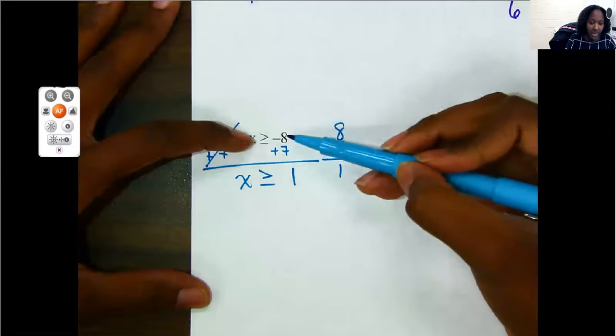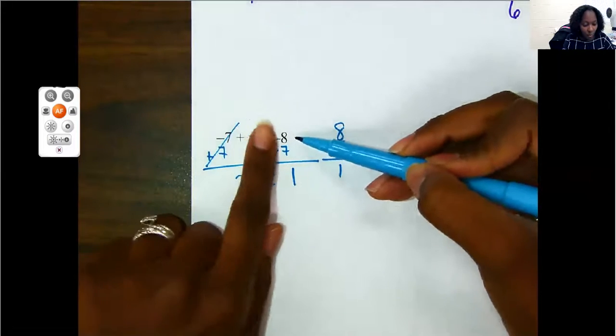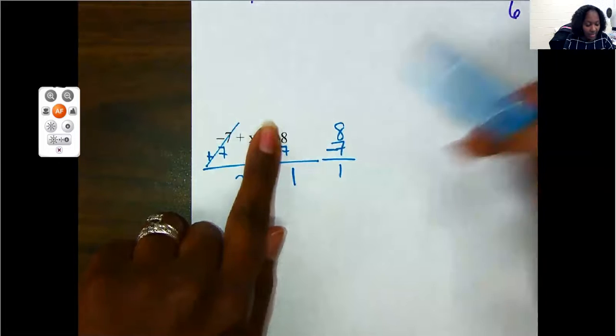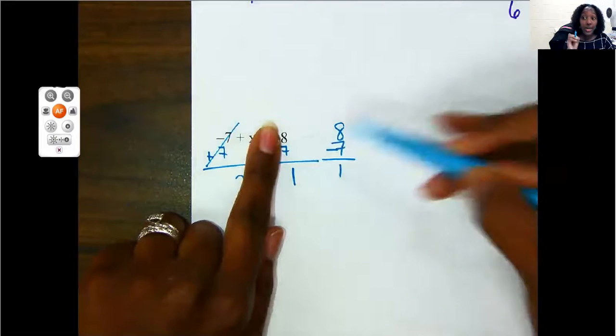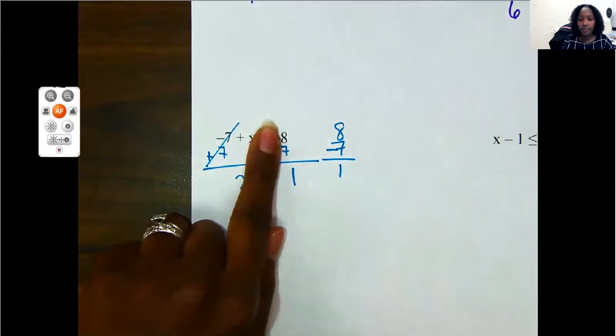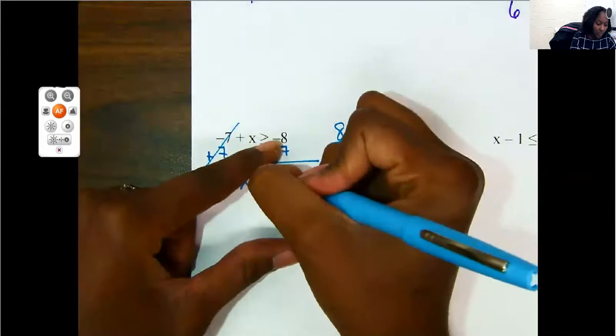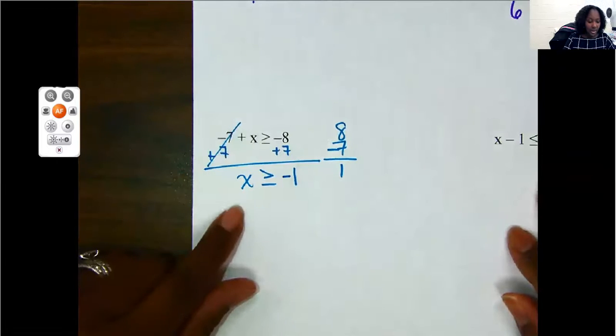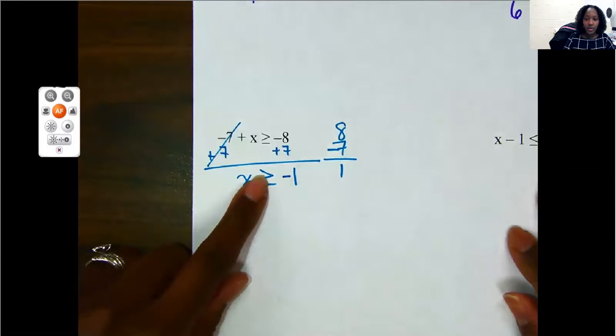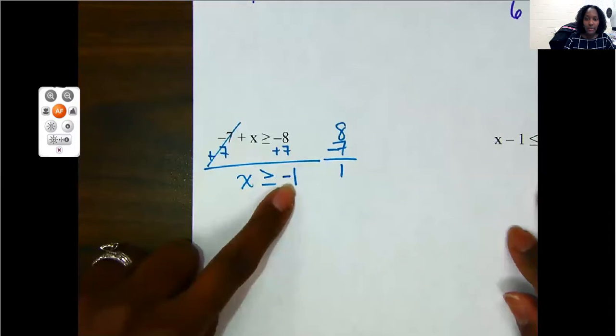Now I need to go back and look at these numbers. I'm going to ignore their symbols. I have an 8 and I have a 7. Which number is bigger? The 8. In front of the 8 is a negative symbol, so that's what will go in my answer. So my answer is going to read x is greater than or equal to negative 1.